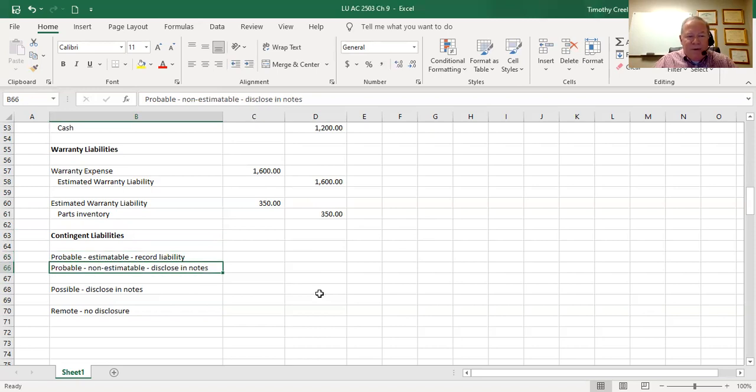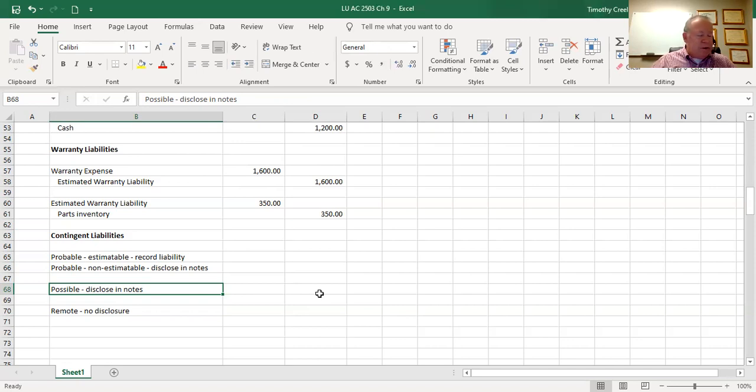Now, if it's probable and you can't estimate it, your lawyers do not know how much you're going to lose, then you would simply disclose it in the notes. Now, if it's possible, then you would also just disclose it in the notes. So if it's possible you're going to lose, but it's maybe 50-50 or less than a 50% chance, but there's a possibility, you would just disclose the possible loss in the notes.